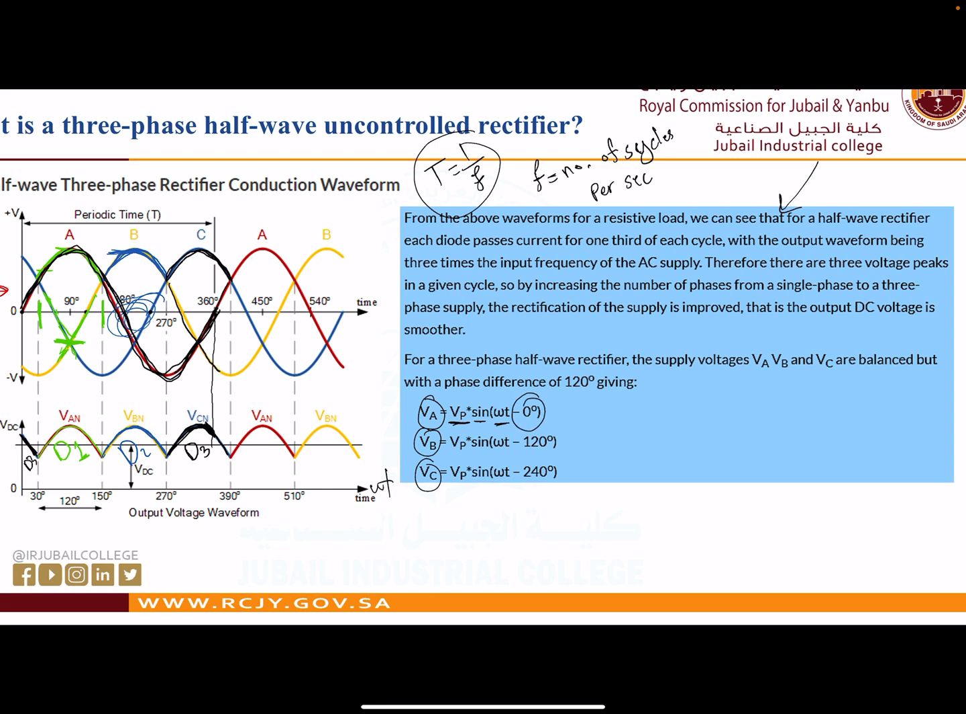Why is phase A angle 0, the shift angle for phase A? Because it will start from 0. Why is VB starting from 120? Because of course we know that each phase and the other phase are 120 degrees apart. Phase A, phase B and phase C have a difference of 120 degrees, or we can say between phase A and phase C we have 240 degrees, as it is written here.